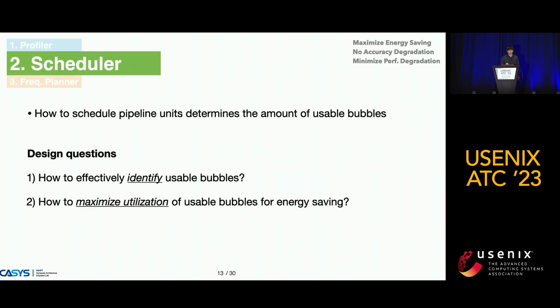Now, I will explain the scheduler of EnvPipe. Scheduling the pipeline units determines the amount of usable bubbles, so careful scheduling is required to maximize usable bubbles. There are 2 questions to solve to design our scheduler. First, how can we effectively identify usable bubbles? Before we maximize the amount of usable bubbles, we first need to identify them. Next, how can we maximize the utilization of usable bubbles? We have to make the best out of bubbles.